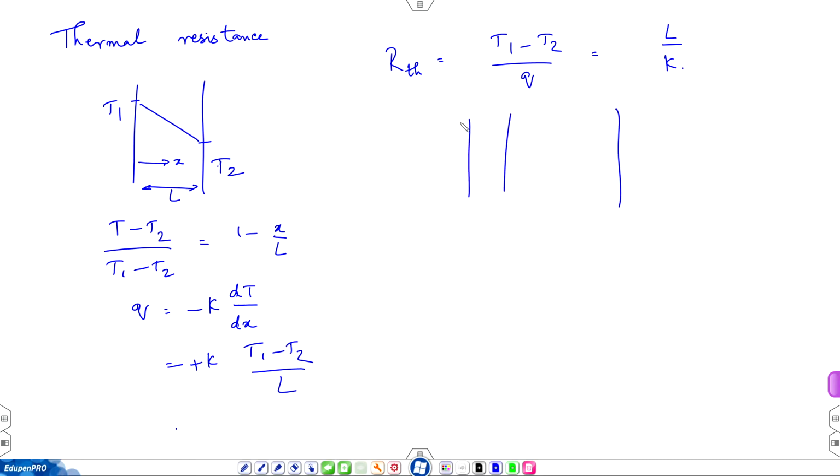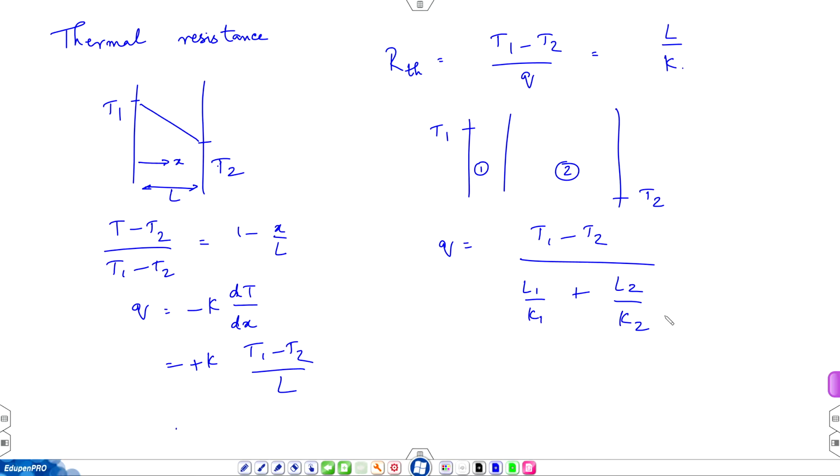Suppose you have a composite slab 1 and 2, then Q is equal to T1 minus T2 divided by L1 over K1 plus L2 over K2. So, these are resistances in series. I want you to show this. How? We have set up the problem earlier. You have to solve for the interface temperature, right? You have interface boundary conditions, complete that problem and get Q.